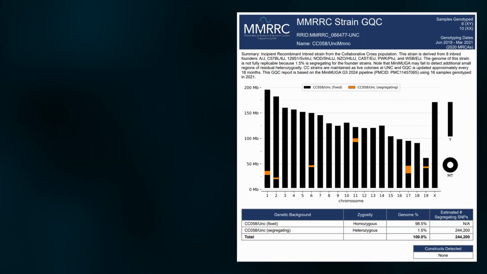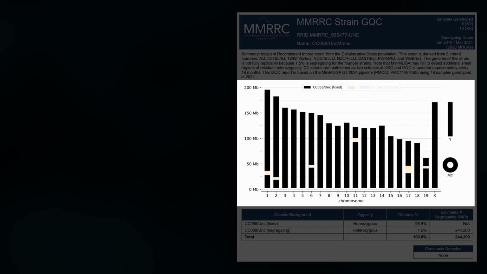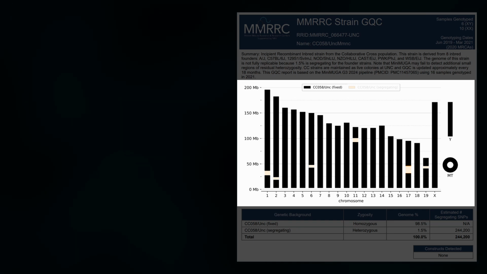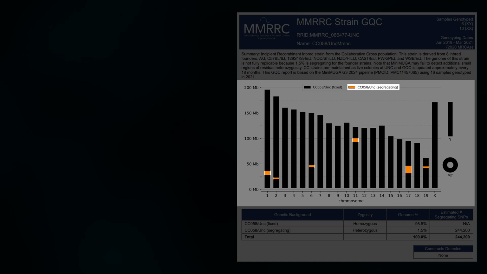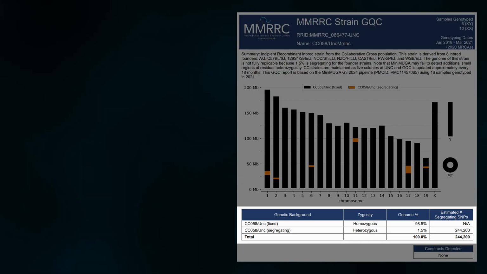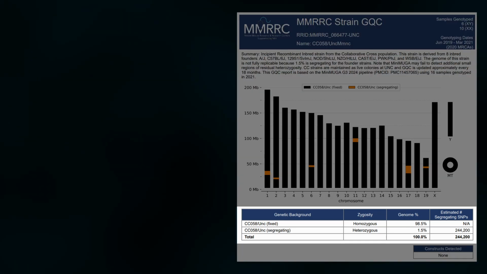These factors underlie the decision to represent the genome of CC strains in terms of regions that are fixed for a given CC line, shown in black in the ideogram, and regions that are still segregating, shown as orange in the ideogram. The genome analysis section describes the genomes of CC strains in the same terms.